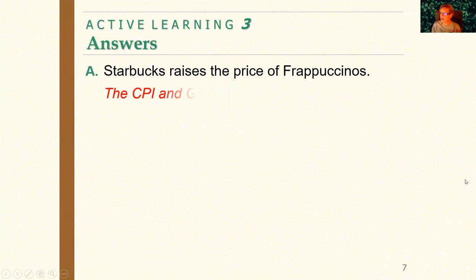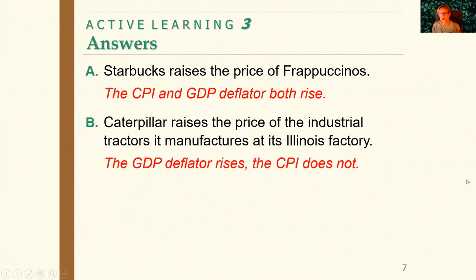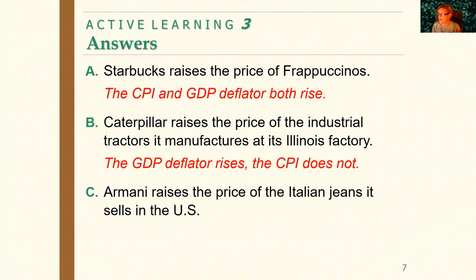Okay, let's make sure we're right. In the first, they both rise. In the second, the GDP deflator rises, CPI remains constant. And in the last one, the CPI increases, the GDP deflator remains constant.